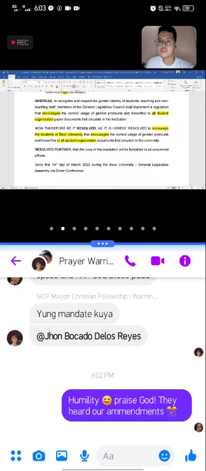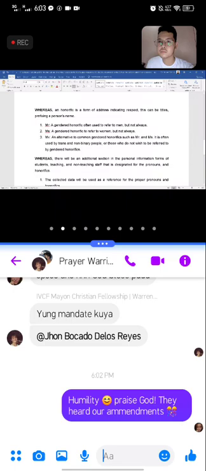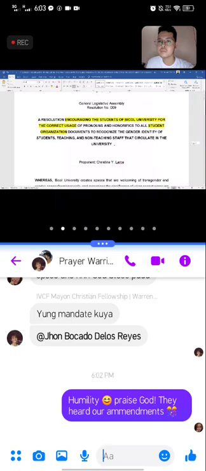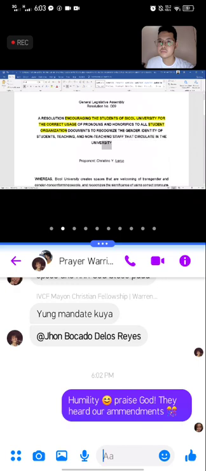Therefore, Chair, I would like to also amend the title and the first resolve as follows: a resolution encouraging the students of Bicol University for the correct usage of pronouns and honorifics to all student organization documents to recognize the gender identity of students, teaching and non-teaching staff, and concerned individuals that circulate inside and outside the university.